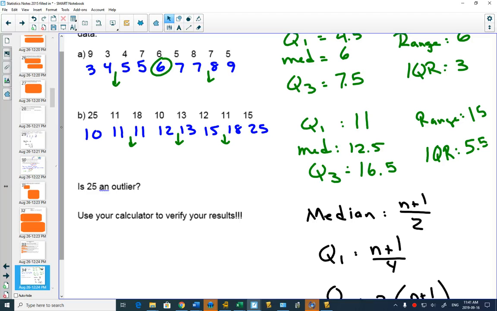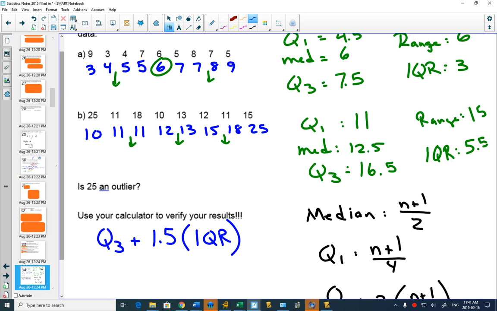Well, our definition of an outlier is to figure out if something is 1.5 times the interquartile range bigger than quartile 3 or smaller than quartile 1. Obviously, 25 is a big number, so we're going to check out what is quartile 3 plus 1.5 times the interquartile range. Well, quartile 3 we know is 16.5. The interquartile range we know is 5.5.